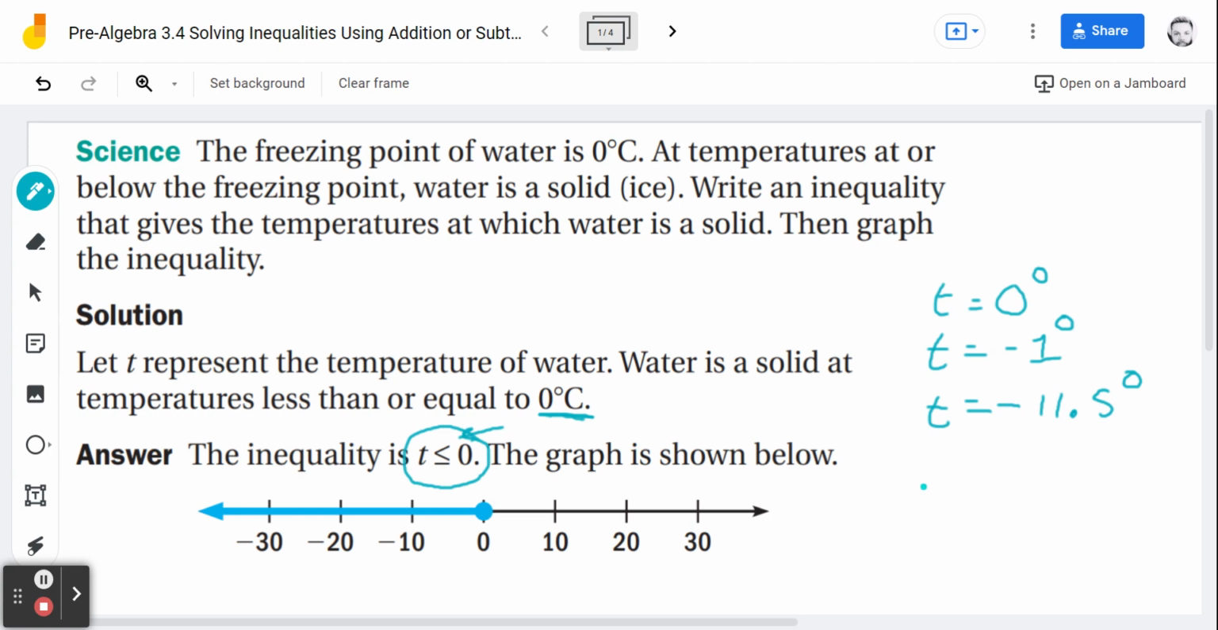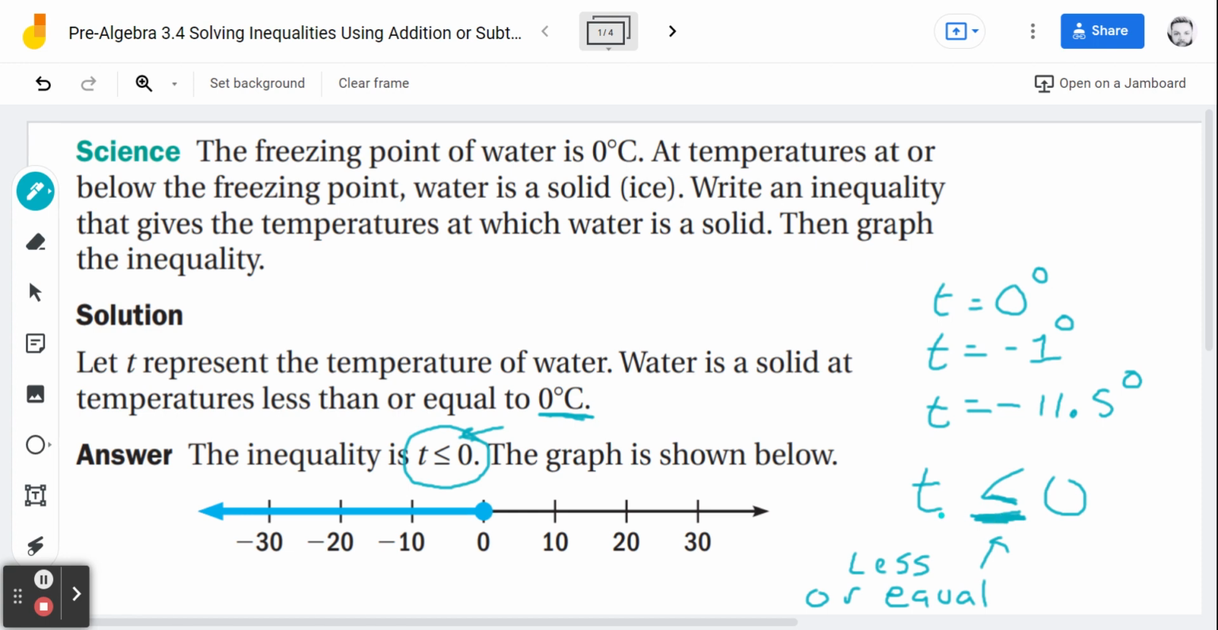So remember that when I say the temperature is less than or equal to 0, this symbol means less than or equal. Now, how do I know that? Well, it's pointing to the left. That's where the less part comes from. And it has the bottom half of an equal sign.